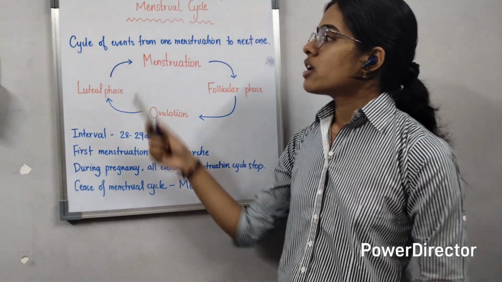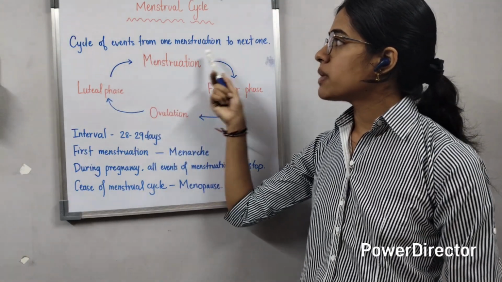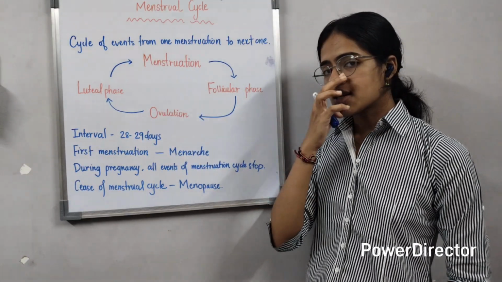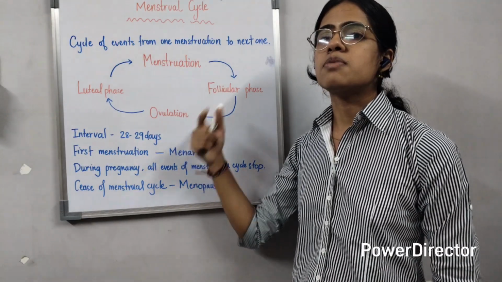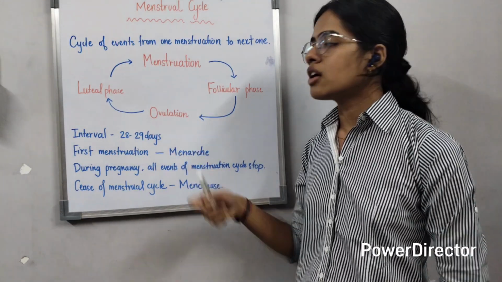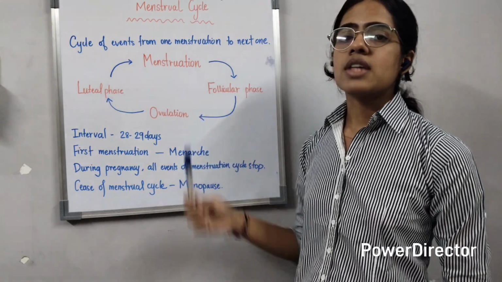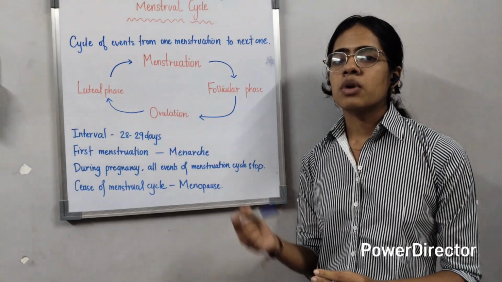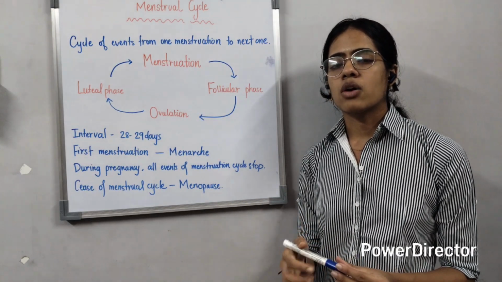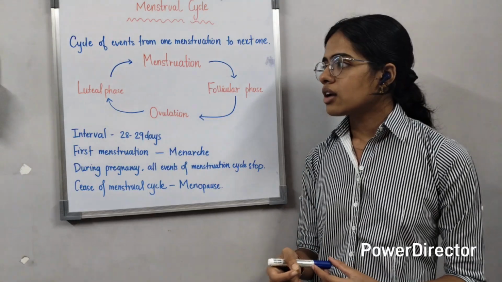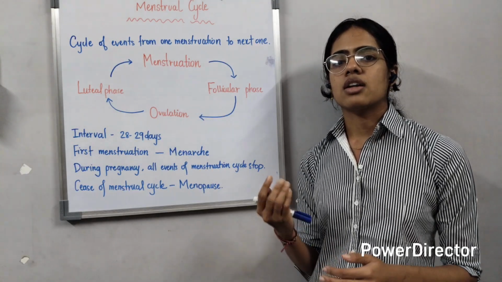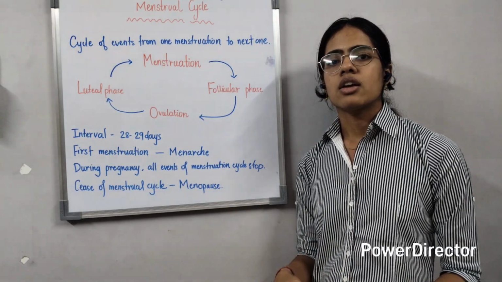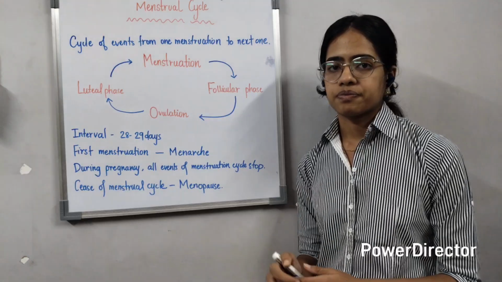So, the cycle of events from one menstruation to the next one is called the menstrual cycle. It is a cycle of events that occurs periodically, again and again. This menstrual cycle is found in humans, in females, mammals. It is a very common process found in human females, and it is a periodical event, a series of events that lead to the menstrual cycle at a regular interval of time.